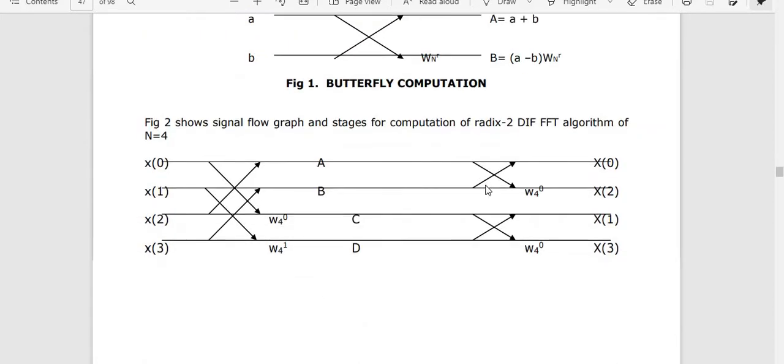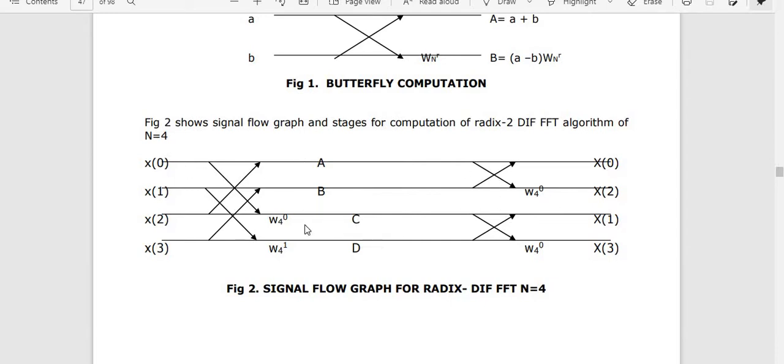Similarly, for N equal to 4, the radix-2 DIF-FFT algorithm for 4 samples: the input is in normal order and the output is in bit reverse order for DIF-FFT, whereas for DIT-FFT it is vice versa. The inputs are multiplied with W4 power 0 and W4 power 1 at this corner, right? If you compare this diagram with DIT-FFT, these twiddle factors are at the output end, and in DIT-FFT they are at the input end.